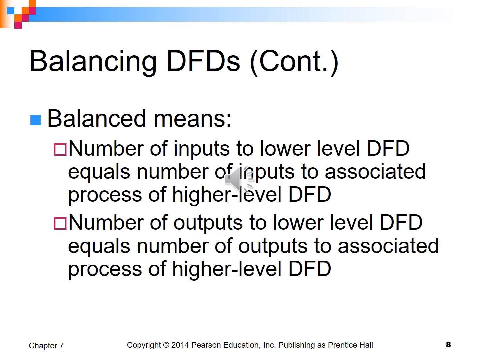Balance means the number of inputs to a lower level DFD equals the number of inputs to the associated process of a higher level DFD. Like the one in the level 1 DFD, it is the same as in that entity, the one we decompose in level 1, which comes from level 0. The number of outputs to a lower level DFD equals the number of outputs to the associated process of a higher level DFD.